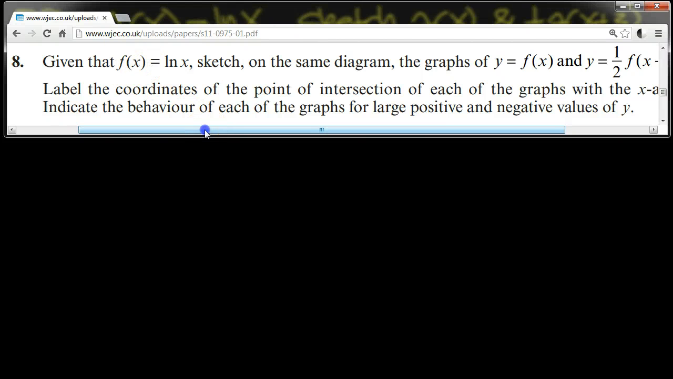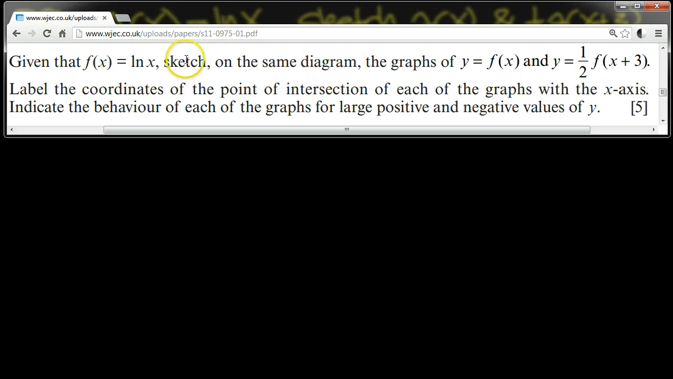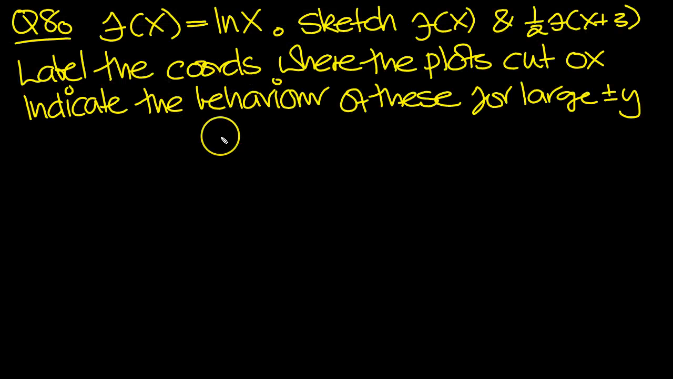Given that f of x equals ln x, log x, on the same sketch, on the same diagram, the graphs of y equals f of x and y equals a half of f of x plus 3. Label the coordinates of the point of intersection of each of the graphs with the x-axes. Indicate the behavior of each of the graphs for large positive and negative values of y. So here's the question summarized then.